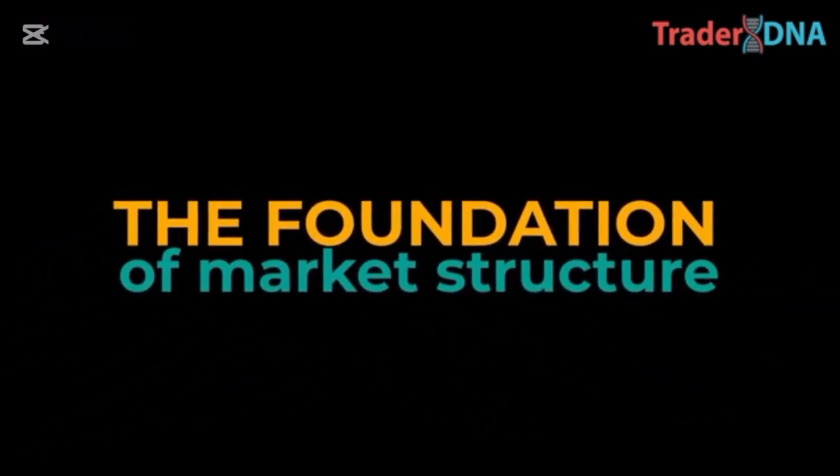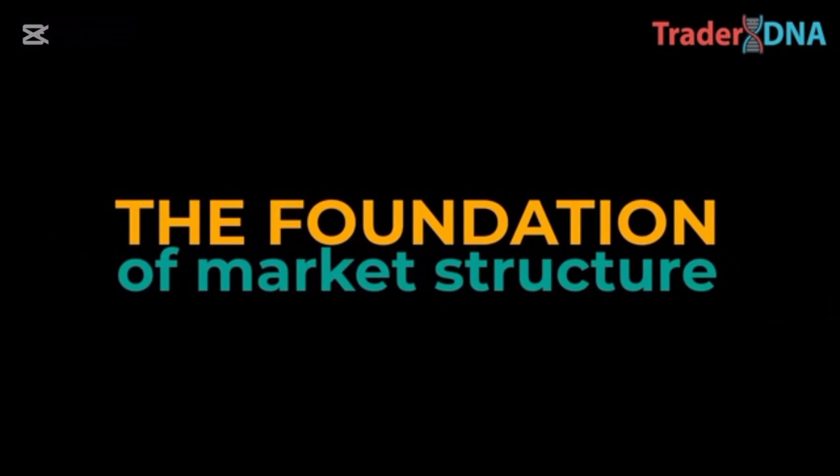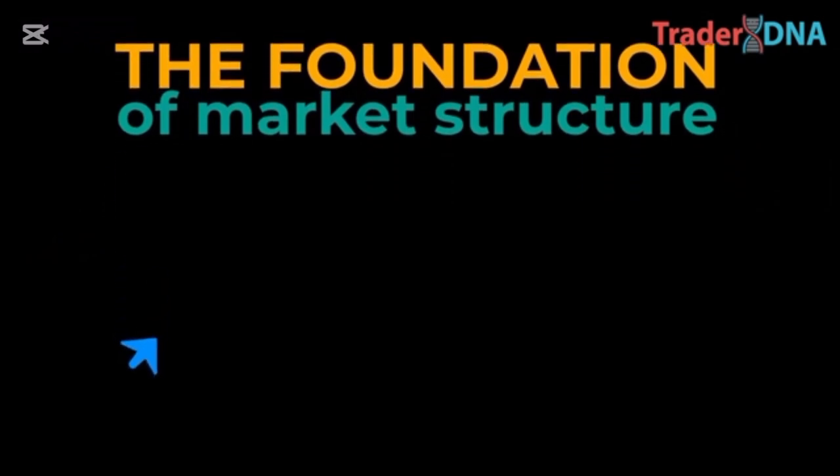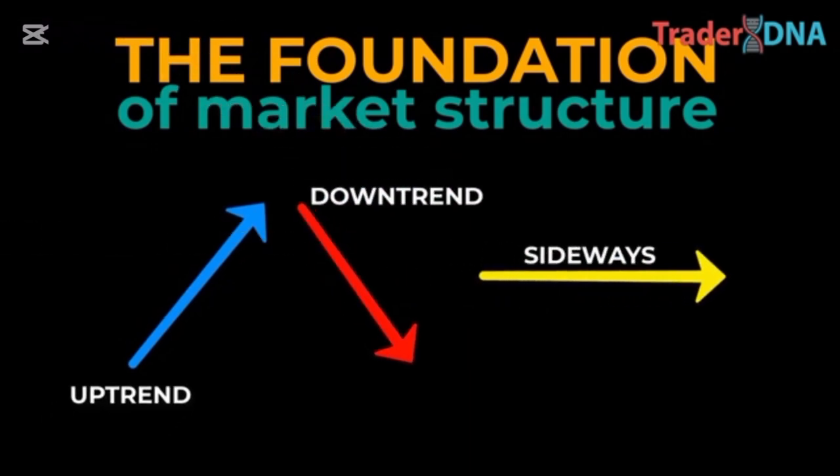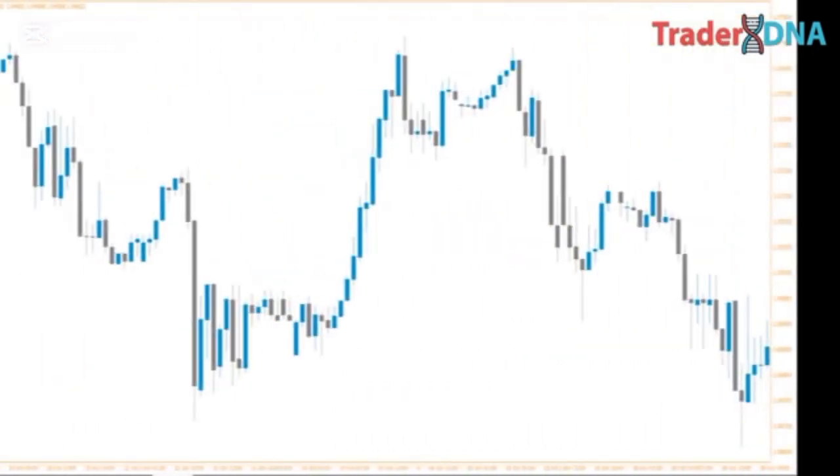of market structure. And guess what? It's built on 3 simple phases: an uptrend, a downtrend, and a sideways moving market. These are the basic building blocks of trading. If you don't know this, you're already falling behind. So pay attention. Here's where it gets tricky.